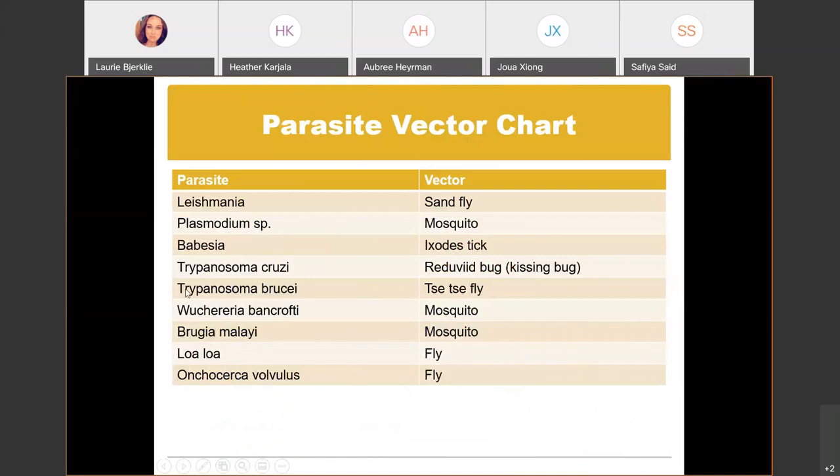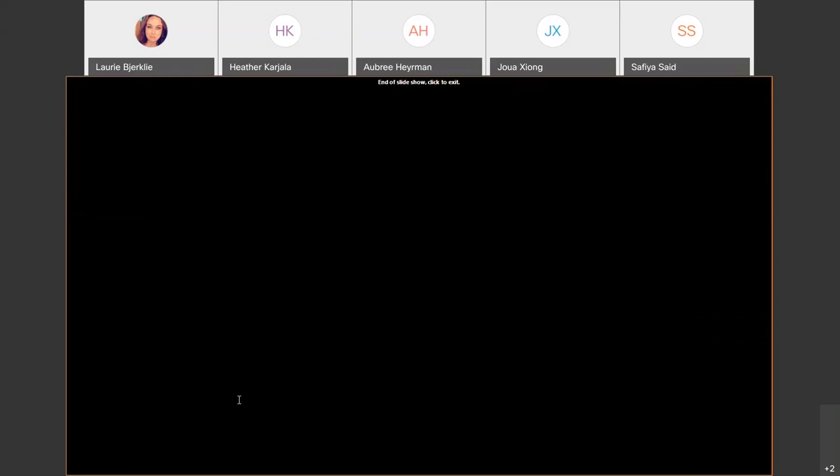This one's nice though, I did make this so that you can know what vectors go with certain ones of these. Leishmania is passed by the sandfly, Plasmodium is mosquito, Babesia is tick, Trypanosoma cruzi is that reduviid bug, Trypanosoma brucei is the tsetse, Wuchereria and Brugia are mosquito, Loa loa and Onchocerca are flies. That's a nice handy little vector chart to remind yourself.